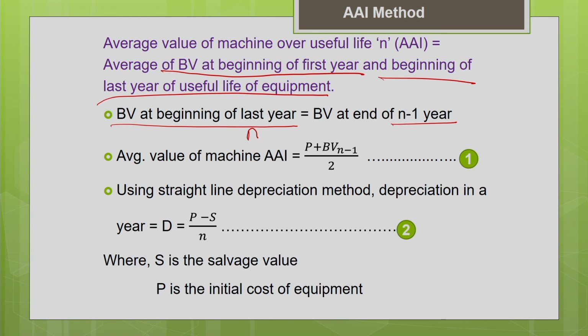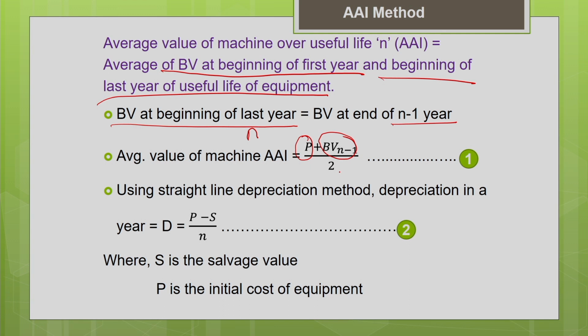Now how to find the average value of the machine? Just now I told you, you take the average of the initial book value, that is nothing but your purchase price, and the book value at the beginning of the last year of the life of the machine. The beginning of the last year is nothing but the end of the previous year, the end of n minus 1 year. So the book value at the beginning of the last year n is the same as the book value at the end of n minus 1 year. That is what we have written here. We have taken that into this and we are finding the average now, divide by 2.